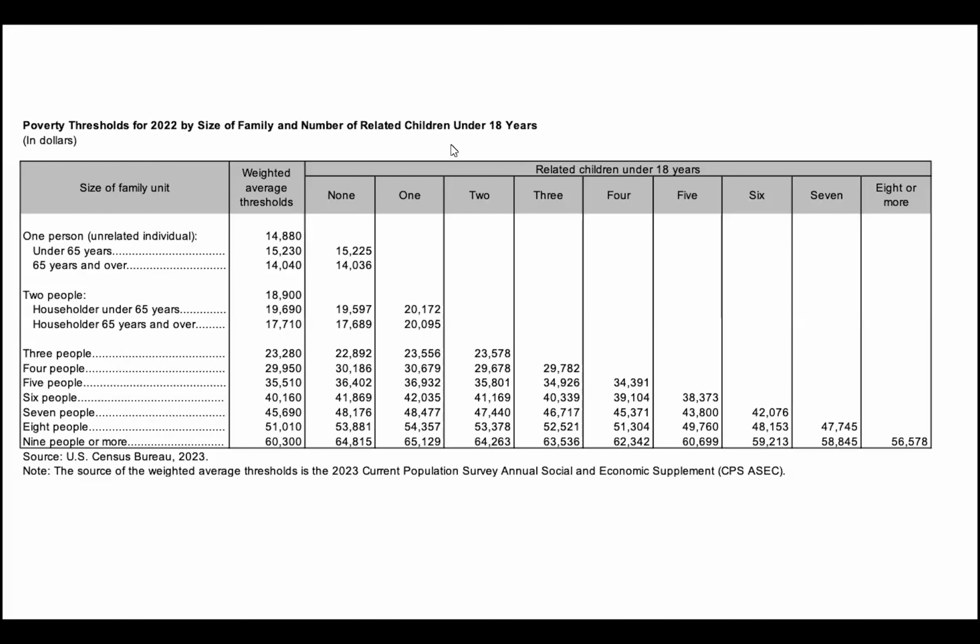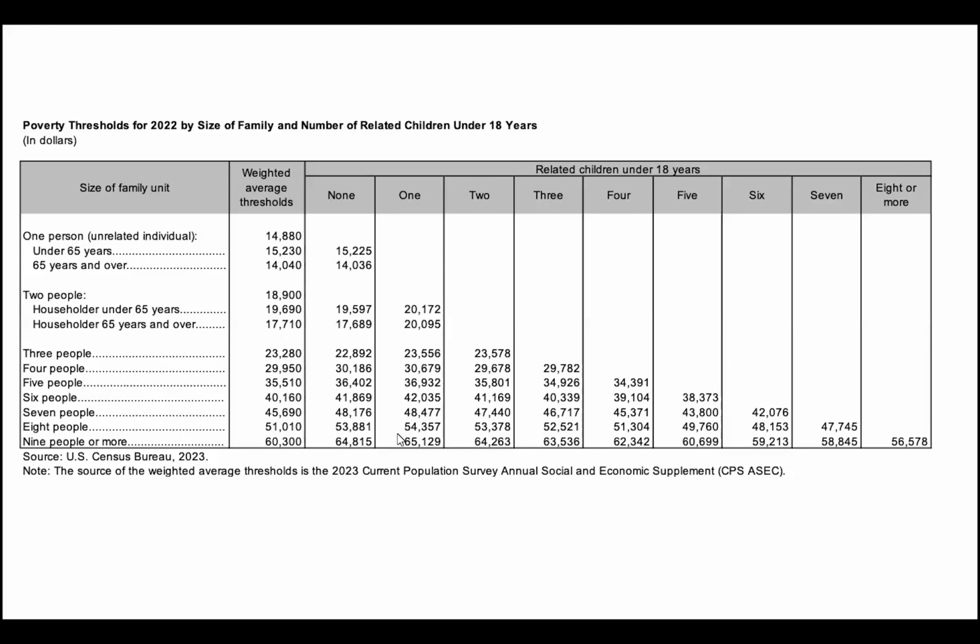So in 2022, the poverty threshold was below $14,880 for a single person living alone, below $18,900 for a household with two adult family members, and below $29,950 for a family with two adults and two children sharing a home. For a comprehensive table of the poverty threshold by family size and number of children, visit the U.S. Census Bureau resource linked in the description.